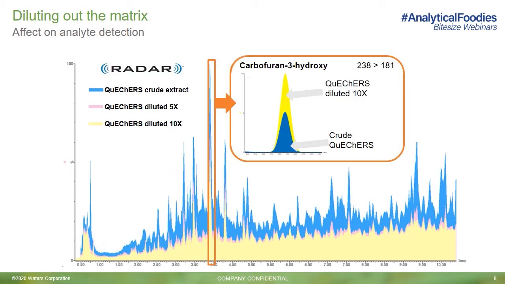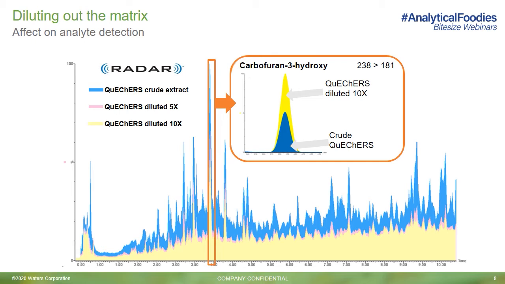Of course, given the intensity of the background across all extracts, it is still difficult to see our targeted analytes acquired in time-windowed MRM mode. But if we zoom in to 3.8 minutes in this example, we can see the response for carbofuran 3-hydroxy in the neat and the diluted extracts.